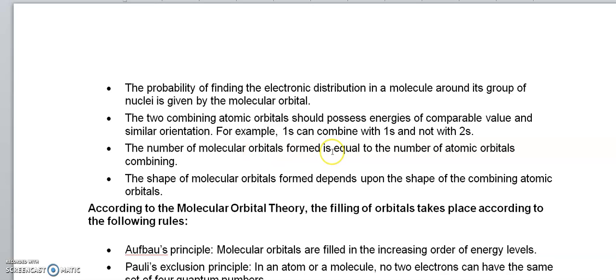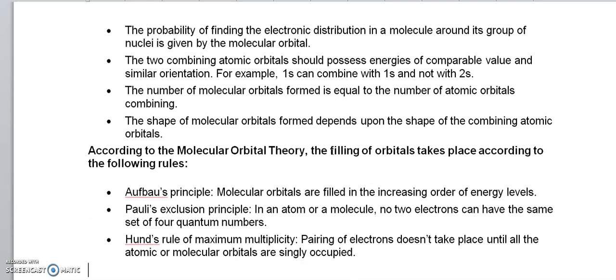And the number of molecular orbitals formed is equal to the number of atomic orbitals combined. That is, if two atomic orbitals combine, we get 2 molecular orbitals. If 3, we get 3. If 4, we get 4. And the shape of the molecular orbital formed depends upon the shape of the combining atomic orbitals. If it is s and s, that is sigma. If it is p and p, it is pi. That we can see next.